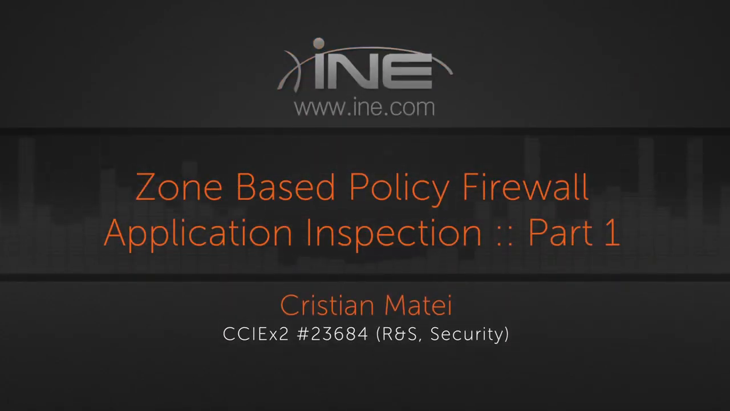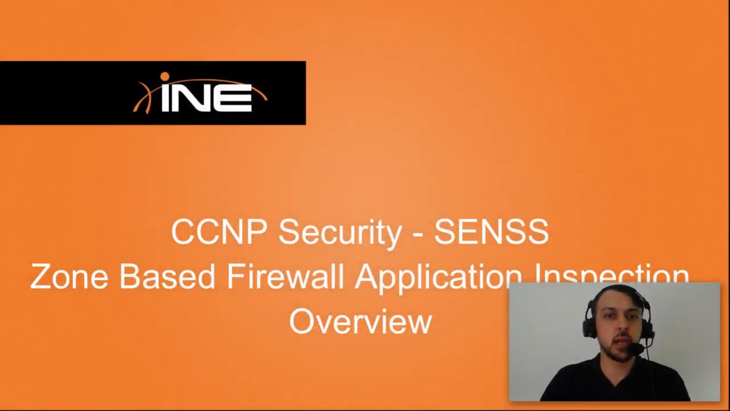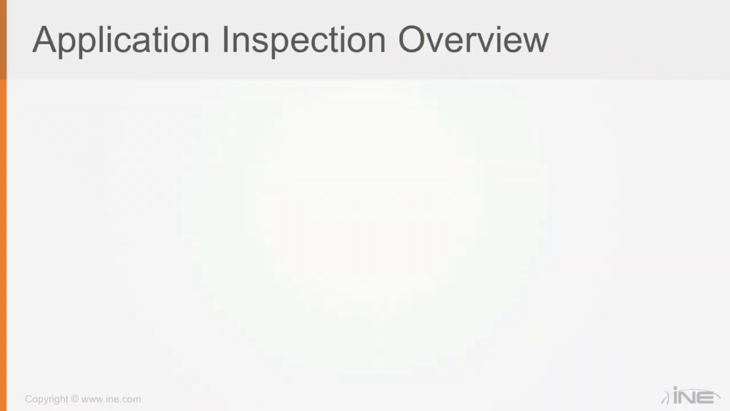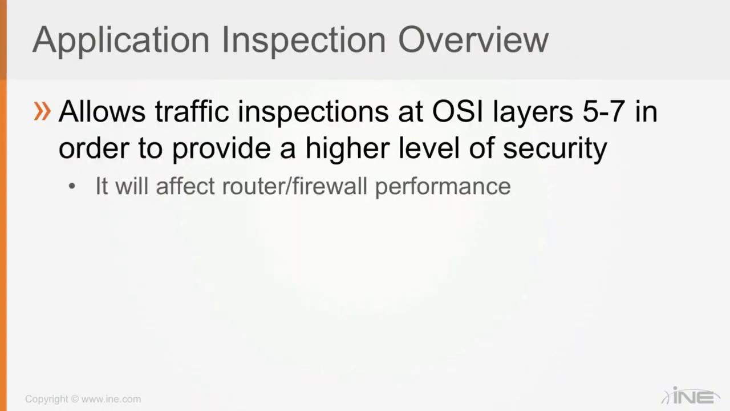So we're going to start again with the application inspection capabilities of the zone-based policy firewall. This allows the IOS router to perform advanced inspections at OSI layers 5 to 7 in order to provide a higher level of security for your company or enterprise.